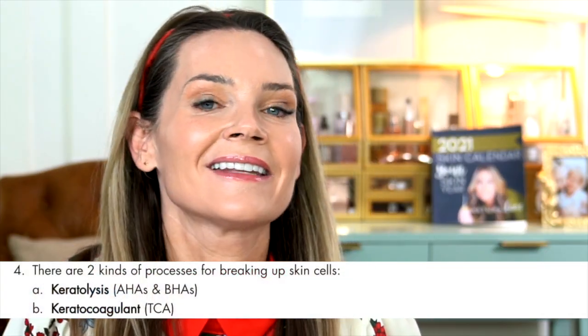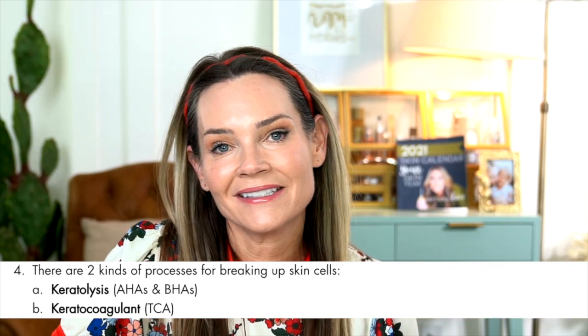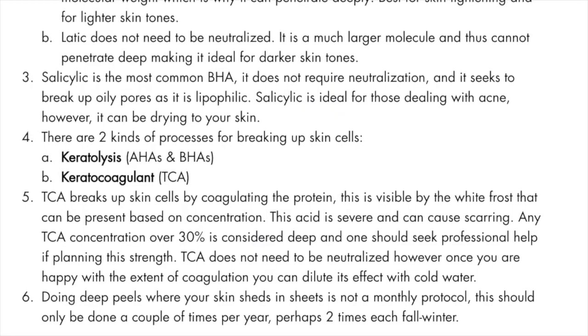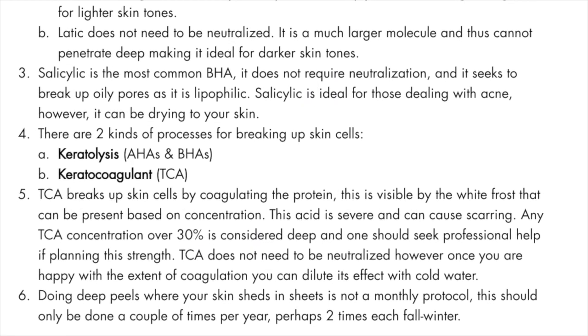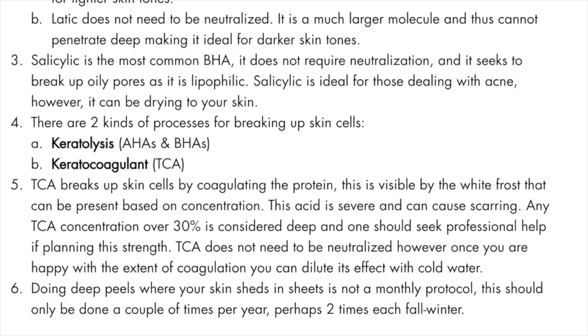There are two ways that acids break up skin cells. First, keratolysis, and then the second is keratocoagulation. TCA is the type of acid that breaks up skin cells by the process of keratocoagulation, and it is visible when your skin is frosting. You can see this process taking place. This acid is severe and can scar you, so please be careful.